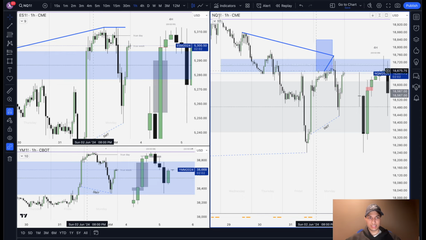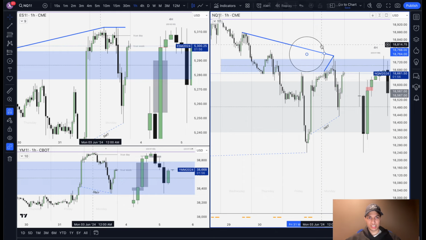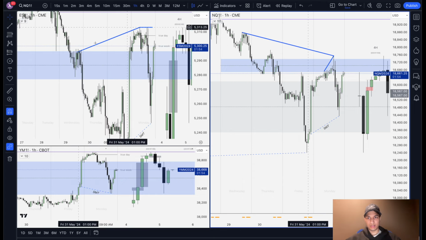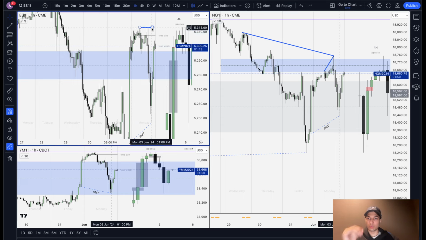These two SMTs in here are a higher time frame, lower time frame SMT. These can qualify our short-term reversal.